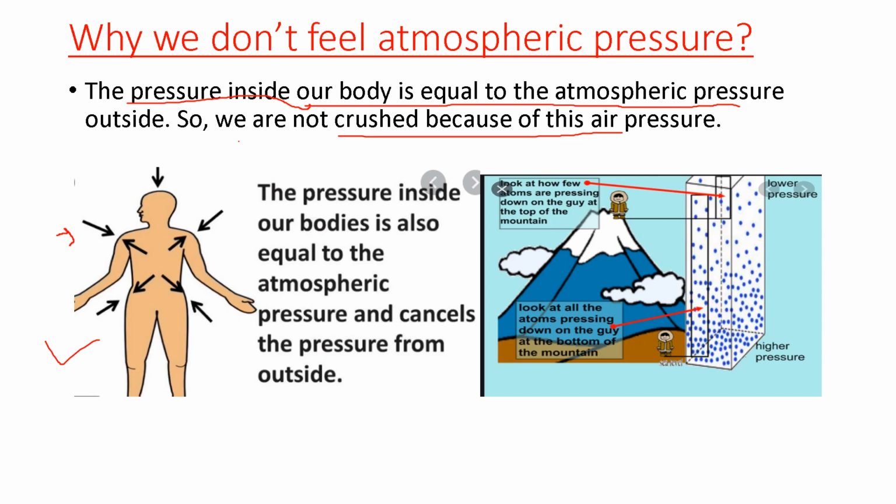But what happens if we move to a higher altitude, means on mountains? Now if we move on a mountain, of course the atmospheric pressure is going to decrease, but our body pressure is going to remain the same. So there will be an imbalance between the body pressure and the atmospheric pressure, because of which a lot of mountaineers suffer from nose and ear bleeding.